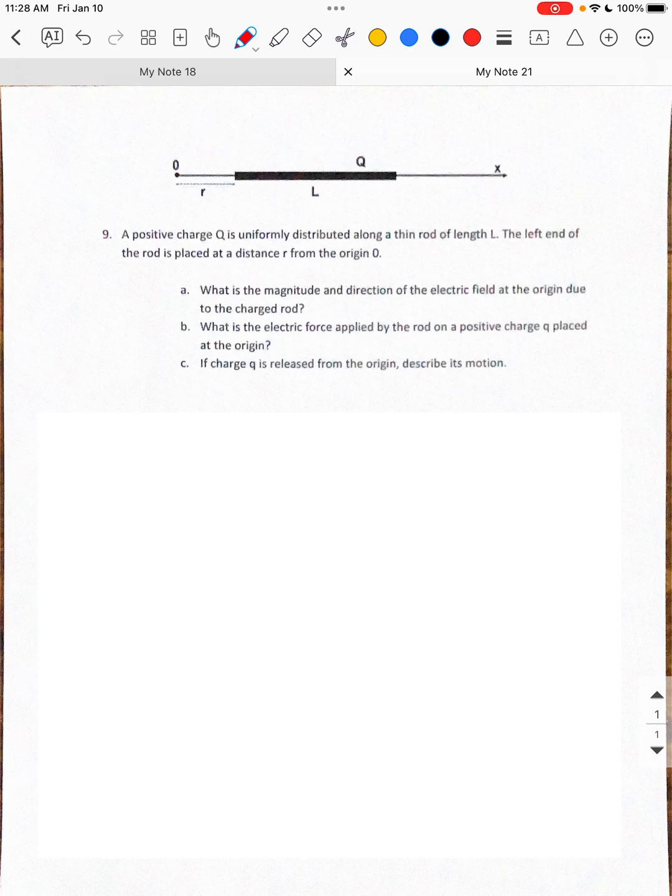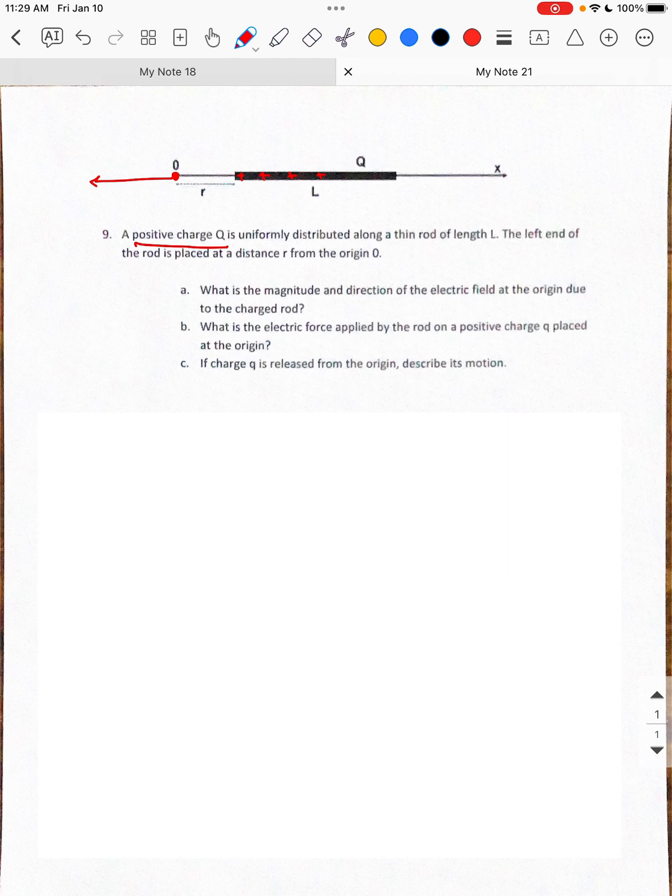For problem number 9, this one is a line of charge. It says it has a positive charge Q, uniformly distributed, and the left end is where we want to identify the electric field. Since it's a positive charge, we know that all these positive charges are going to push or create an electric field going out of the positive, and at this point, it would point to the left.